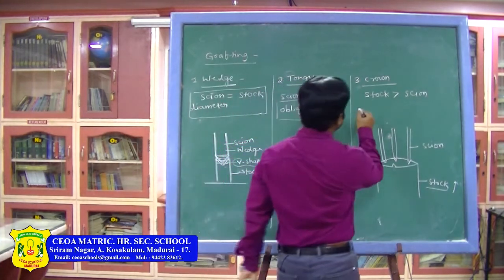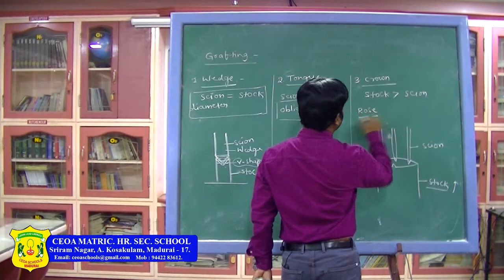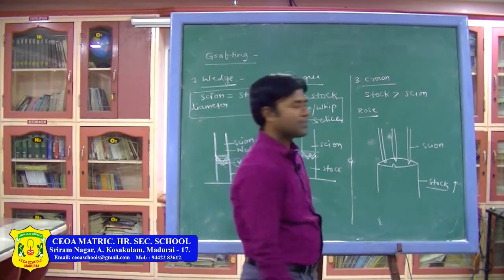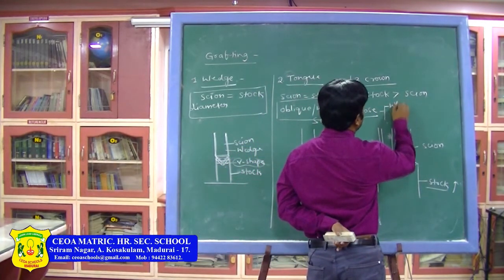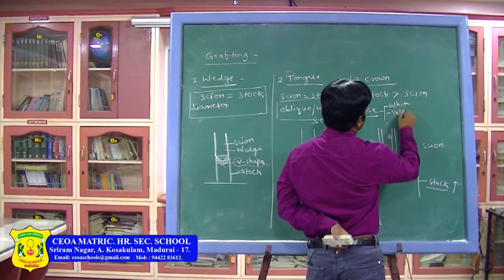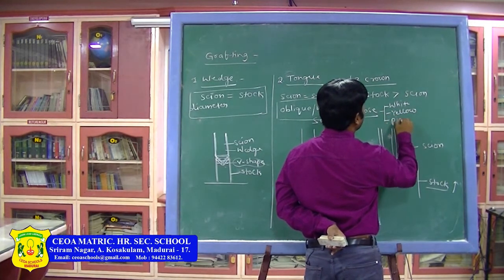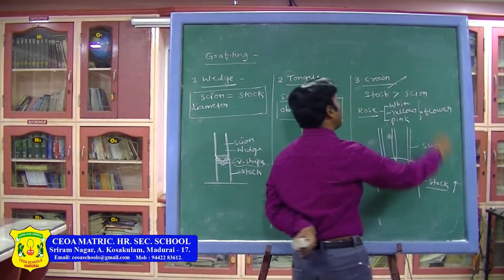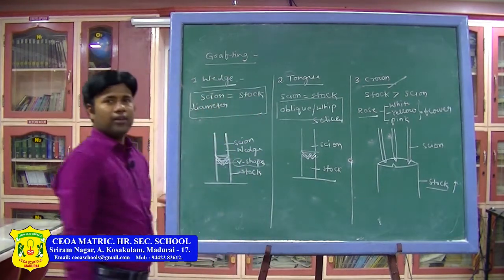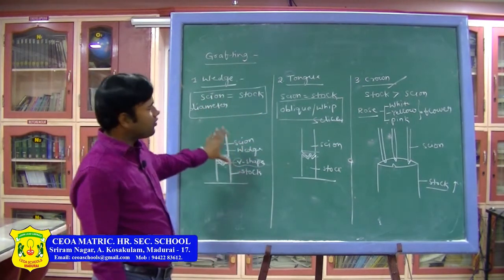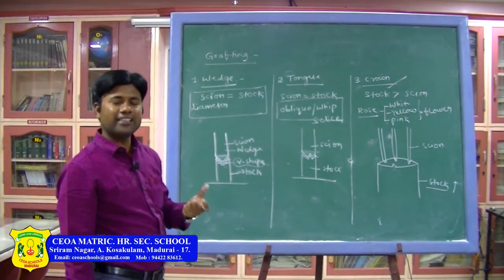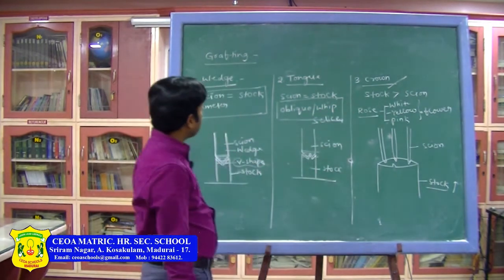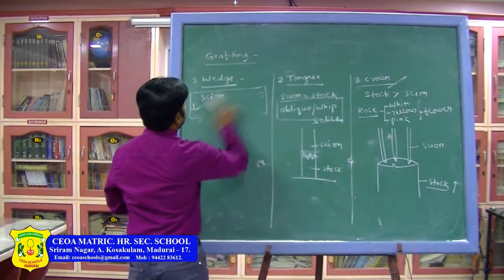Where do you observe this? Especially in rose. Rose plants you know very well. We can get different colors of rose flowers. What are those? For example, white flowers, yellow flowers, pink flowers. These all flowers we will get only through the crown grafting. So the question will be asked: in which of the following grafting is the stalk diameter more? That is the crown grafting. Okay, so next one, approach grafting.